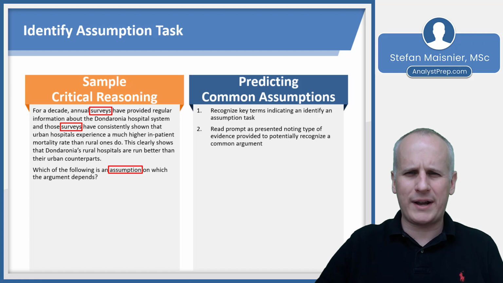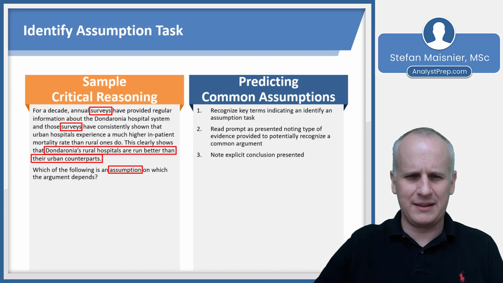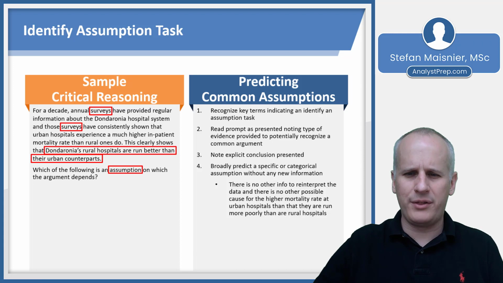And if you recognize surveys, that might indicate we're looking at some sort of evidence, some sort of data, or a representation based argument. So we find our conclusion as always, and that is Donderonia's rural hospitals are run better than their urban counterparts. And we then can broadly predict our assumption as there is no other info to reinterpret the data from the surveys, and there is no other possible cause for the higher mortality rate at urban hospitals than that they are run more poorly than the rural hospitals are.